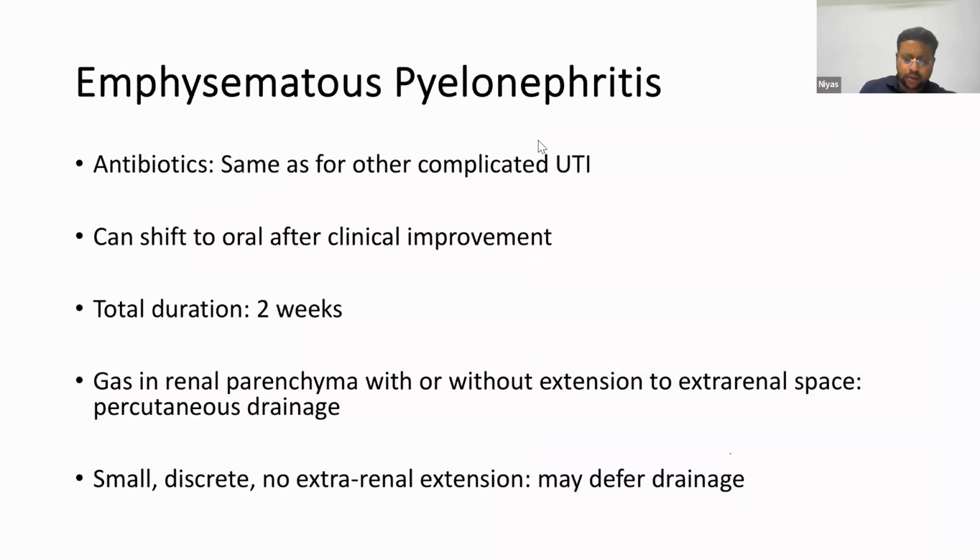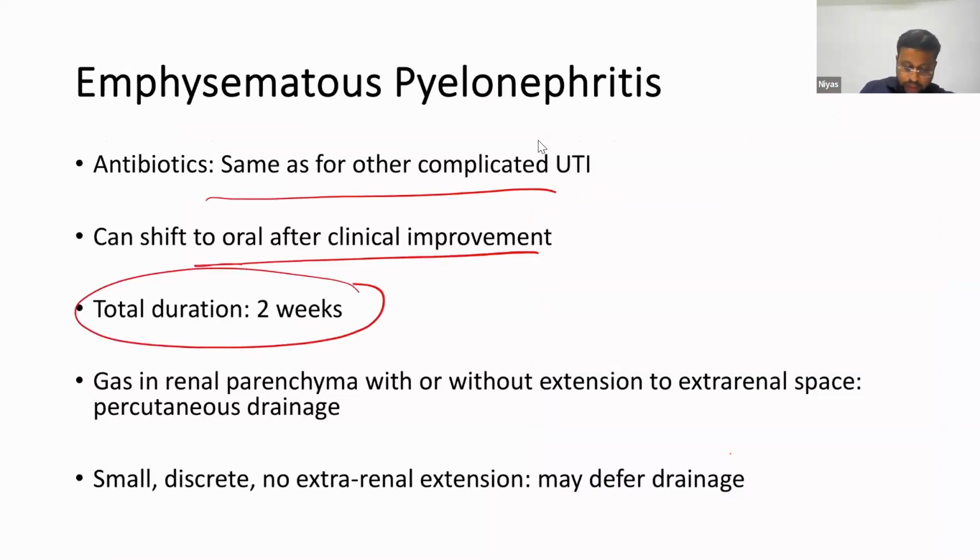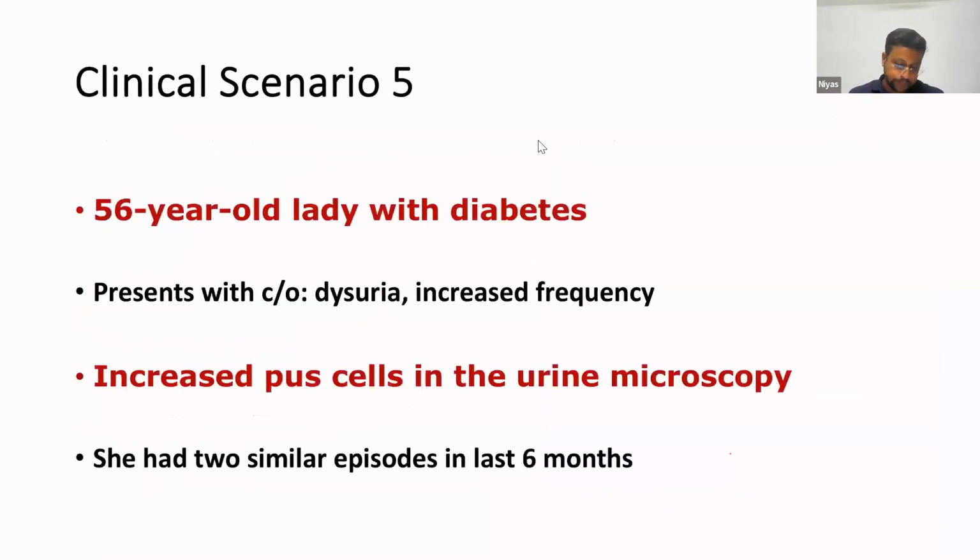Just the same as any other complicated UTI, you can use antibiotics and shift to oral after improvement. Total duration is 2 weeks. In patients who have gas, percutaneous drainage should be done. If it is very small without any extra-renal extension, you may even defer the drainage, but most patients will require drainage.